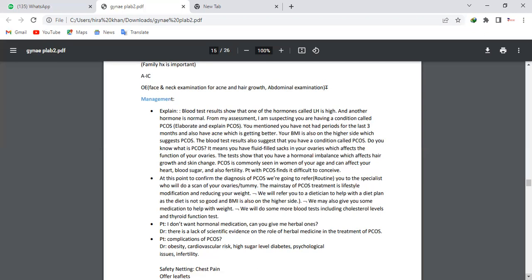And then the patient might say, I don't want herbal medication. Well, I can see that for some people, they don't like to take medicines, but there is a lack of scientific evidence on the role of herbal medicine in the treatment of PCOS. And also, we are not sure, because not a lot of research has been done on herbal medicine. So they might have a lot of side effects that we don't even know. So I can't recommend herbal medicines right now.